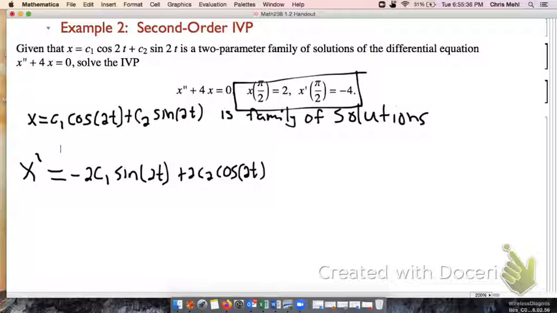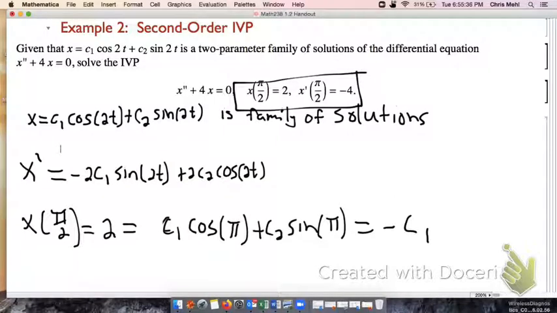And now what I'm going to do is plug my initial conditions into the original and into the derivative. So x of pi over 2 equals 2. Okay, now I can plug pi over 2 into the first equation. You can check this on your own, but you're going to get... Okay, so we know that x of pi over 2 equals 2.